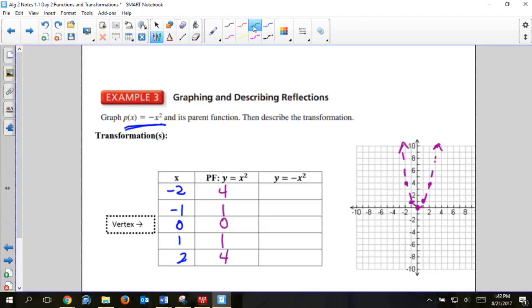What axis am I going over if I'm vertically reflecting? Which axis am I going over right now? So that's the most challenging part. Which axis am I going over? The x-axis. So we say reflect in the x-axis. Because it's going to go up and down, which is vertical. But it's going to go over that x-axis.